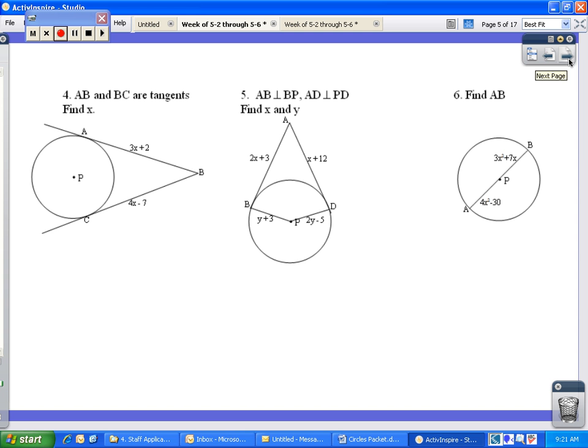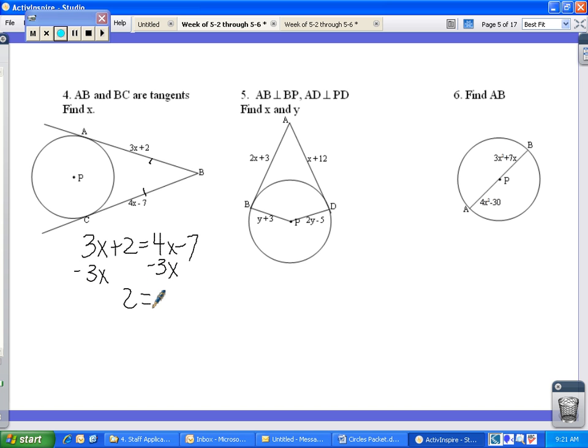Okay, number 4, AB and BC are tangents, find x. We really didn't go over this because these are segment relationships in 9.6. But you do know that these two segments are congruent since two tangents intersect outside of the circle. So you could just do this one to get practice solving the equation. And in this case, I get that x is 9.